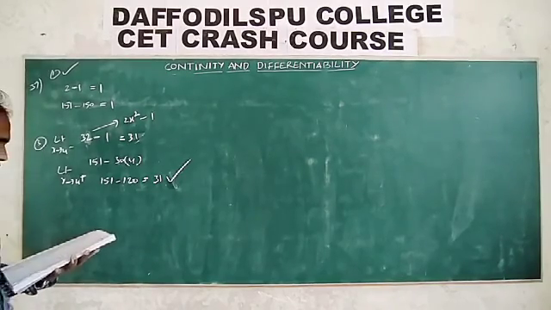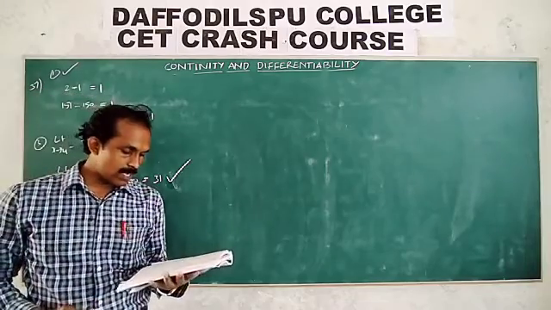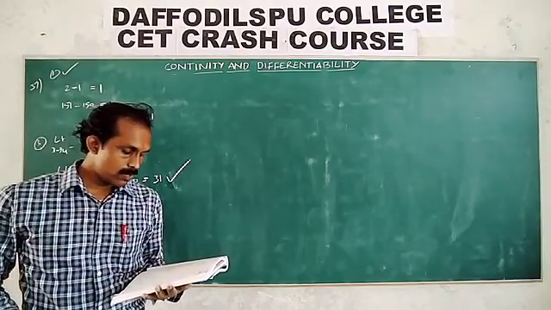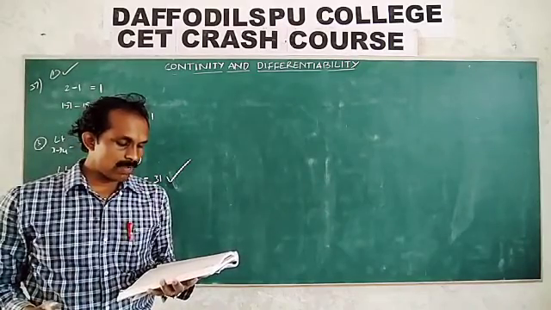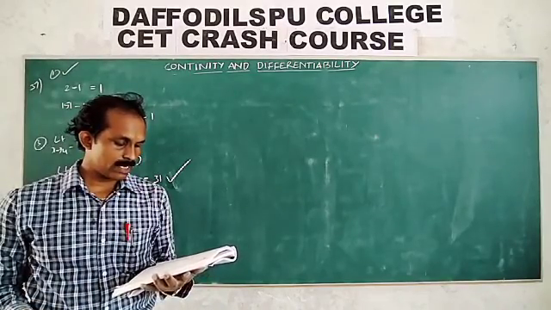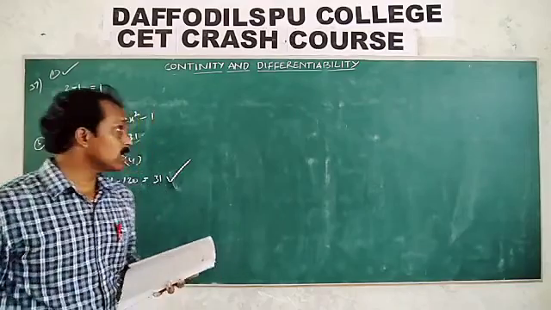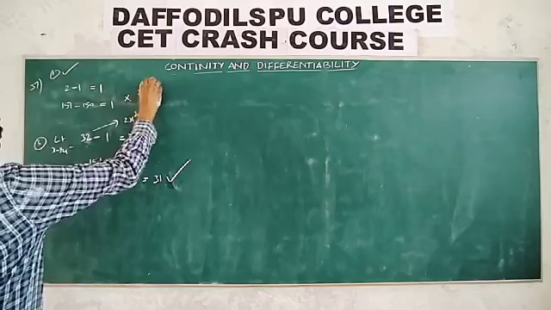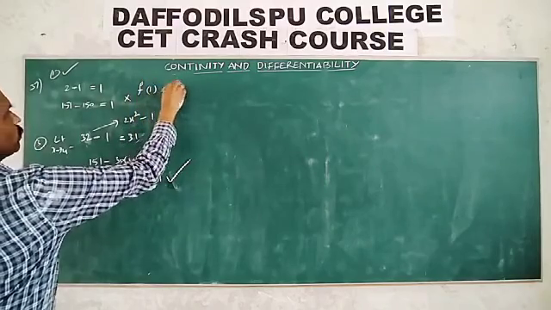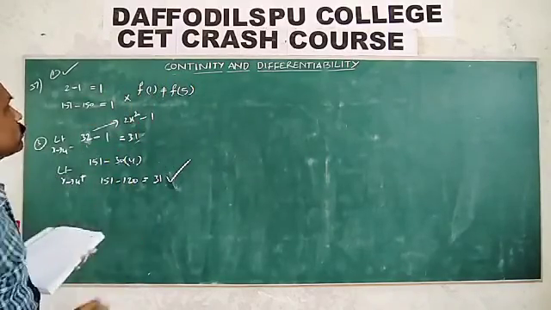Second option, let's check. Second option: f of 1 and f of 5. f of 1 value is 2 minus 1, which is 1, and f of 5 value is 151 minus 150. This is not equal, so it is wrong. Given is f of 1 not equal to f of 5.